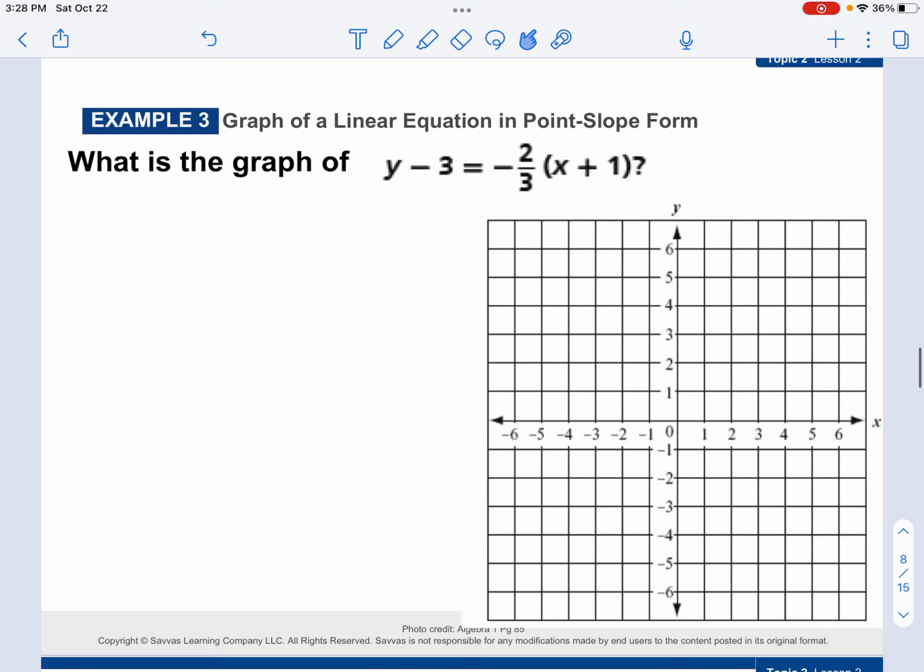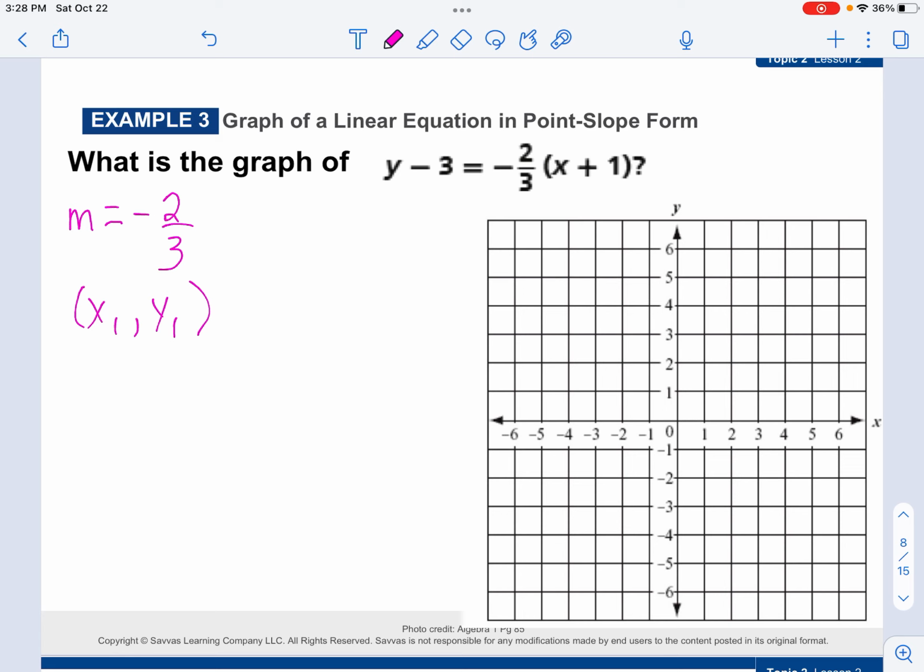Next, what is the graph? In order to determine the graph, we know how to identify the slope, because the slope in front of our parentheses is negative 2 over 3. But how do we identify our x1 and our y1?